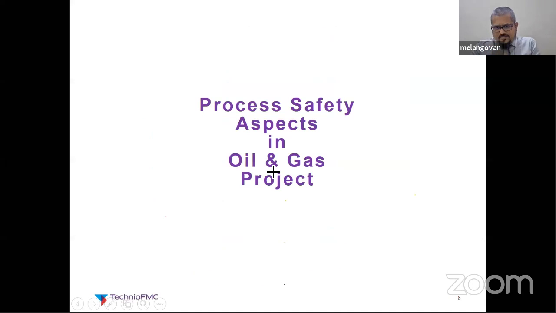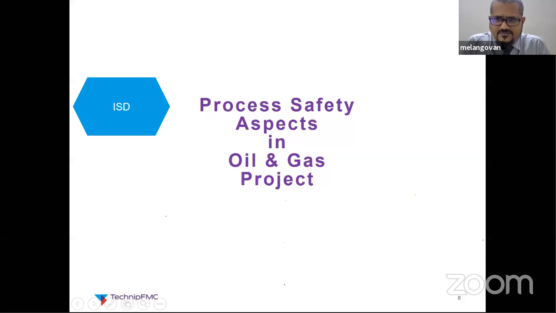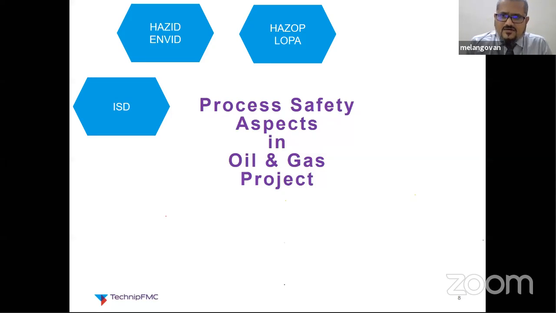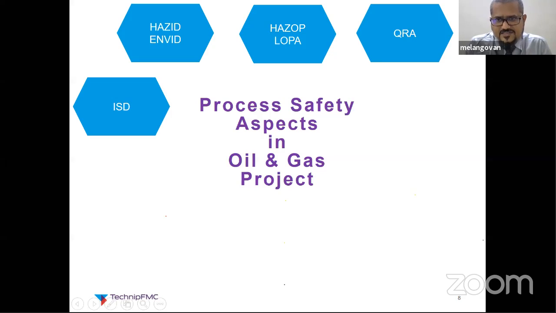So what are the process safety aspects typically applicable for oil and gas projects? We will start with the concept. The very first thing we implement for the project at the concept stage is the ISD review, the Inherently Safer Design review. We are going to discuss it further in the coming slides. The next will be the HAZID and HAZOP, which will typically be taken care of in the basic design stage, and the SIL and LOPA follow-up can be taken in the basic engineering as well as in the detailed design stage, generally at the detailed design stage.